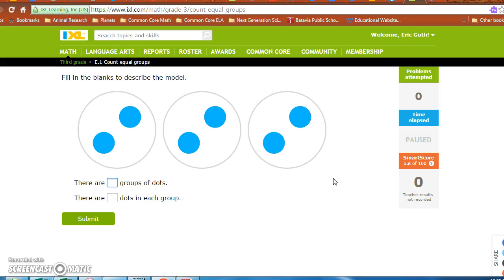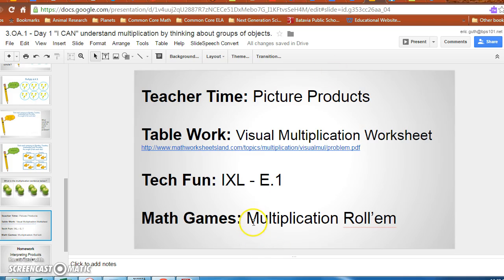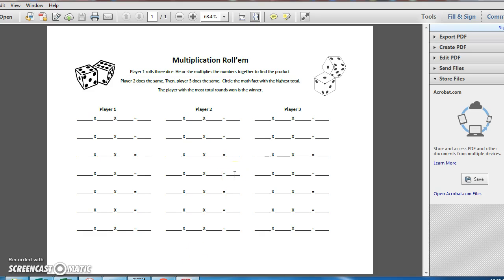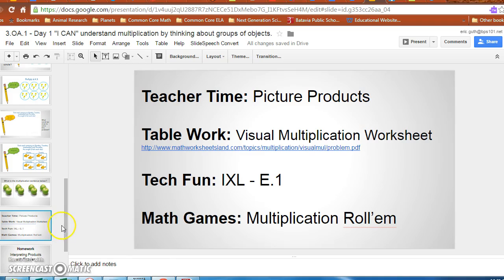And in this case, they'll be provided a picture and have to say how many groups there are and how many dots there are in each group to see that connection with multiplication. Finally, for math games, multiplication roll 'em. So in this game, they roll 2, maybe 3 dice, and then they can use pictures either on this paper or on their whiteboard to solve the problem.